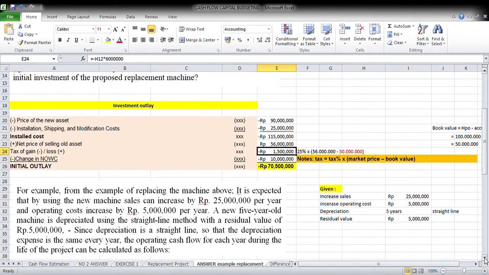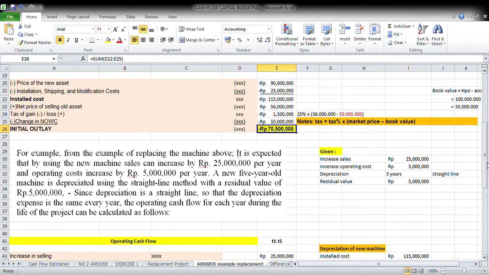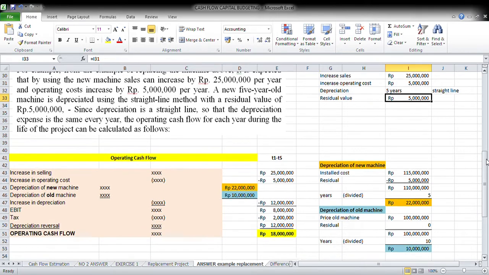And then for the next, we know that the change of NOWC is this one. So the initial outlay is this one. Okay. And then for the next, we know that the replacing machine increasing sales is 25 million, and then the increasing operating cost is 5 million, depreciation is 5 years, and the residual is 5 million.